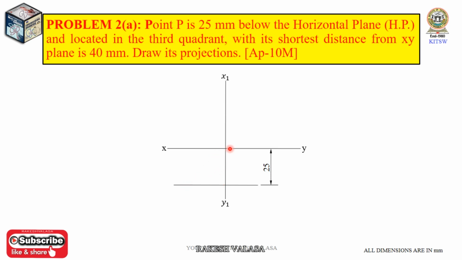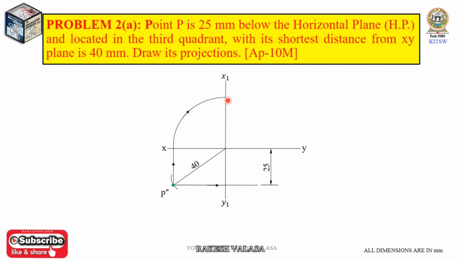This is 25 mm. From the intersection of XY and X1 Y1 take 40 mm, cut the locus line of P dash, this is the P double dash. Join P double dash and O. This is the shortest distance 40 mm. From P double dash draw a vertical projector and rotate up to X1 Y1 with the help of compass. You can get the front view and top view on X1 Y1, or you can keep 10 mm away from this X1 Y1. Just draw the parallel line 10 mm away from this X1 Y1.